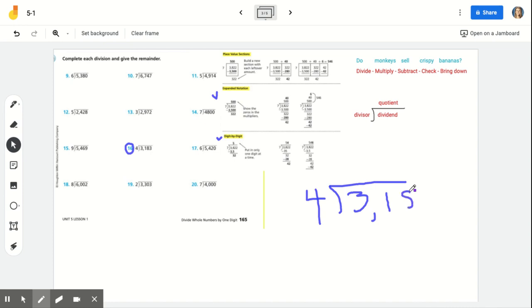3,183 divided by 4. And with expanded notation, we are going to be showing the zeros and the multipliers quite a bit, and I'll walk you through. This is similar, yet a little different, compared to the digit by digit method.